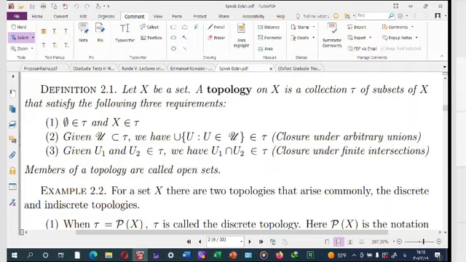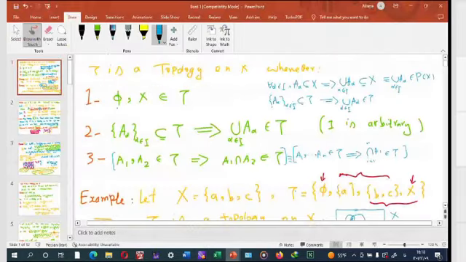So a subset of P of X is a topology if we have these three conditions: the empty set and X belong to tau. For any family in tau, its union belongs to tau. This union is arbitrary, not finite. And 3, for any two elements in tau, such as A1 and A2, A1 intersection A2 belongs to tau.